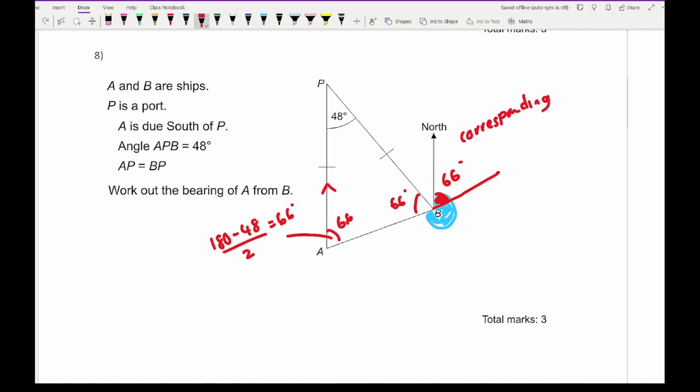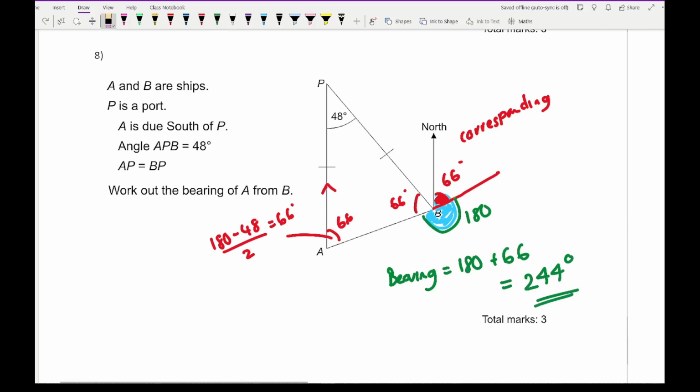So if this is 66, this angle here is going to be 180. So the bearing is going to be 180 plus 66, which gives me a bearing of 246, I wrote 4 there. Quickly correct that. Like so.